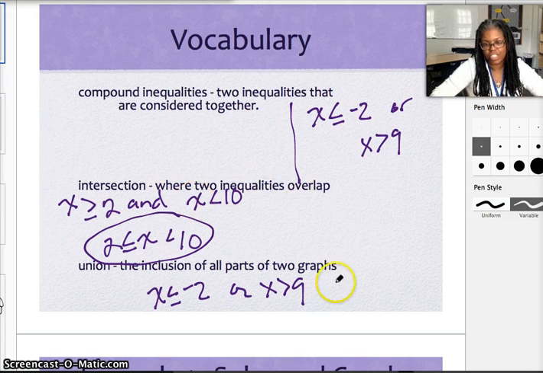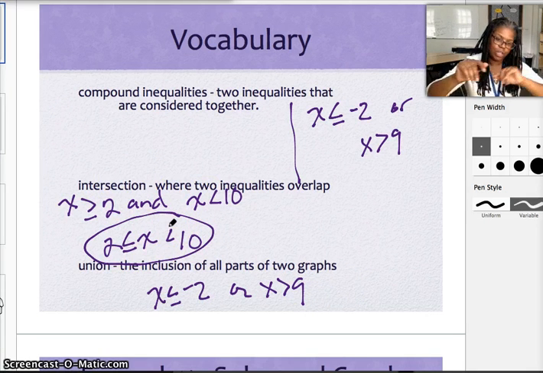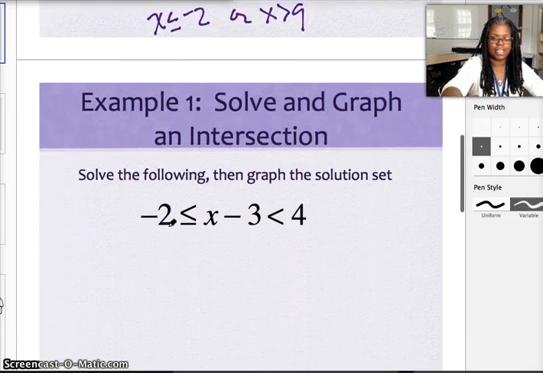Couple other bits of information. This is often called a disjunction because when you graph it, you're going to get two separate paths. And this is called a conjunction because when you graph it, it's usually a unified graph. We'll talk about that later. Let's look at some examples.